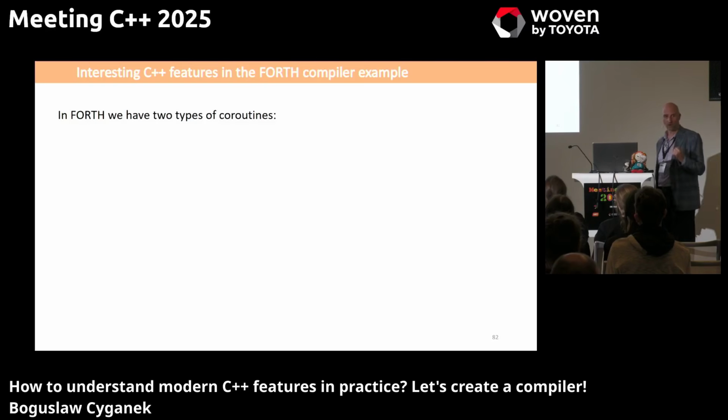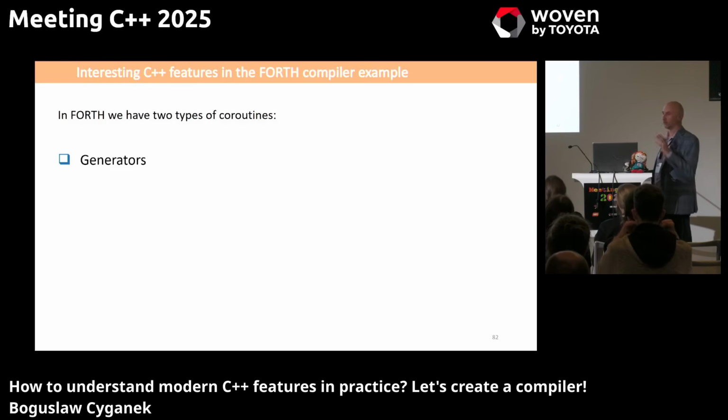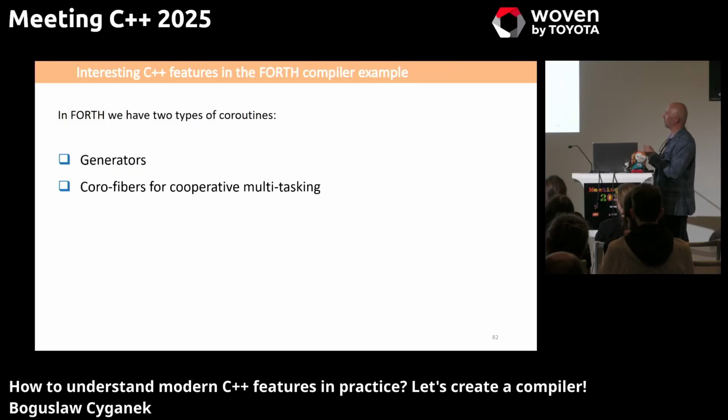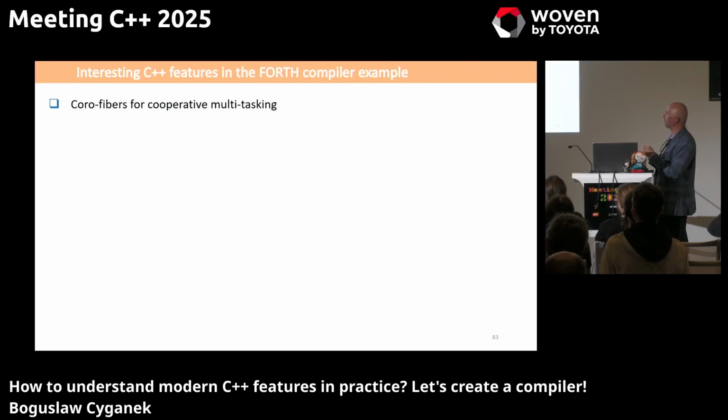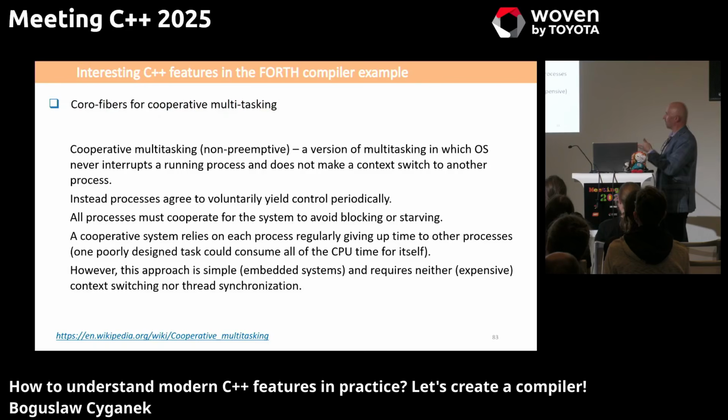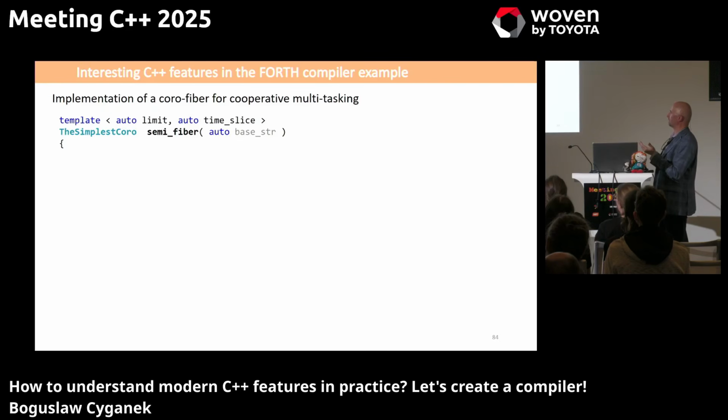So what we have in Ford, what we implemented: we implemented generators. I will not go much inside because we already had the talk by Nico Josuttis. And we have these coroutine fibers for cooperative multitasking. So let's go to the fibers. Well, we know what cooperative multitasking is. So how to implement this?